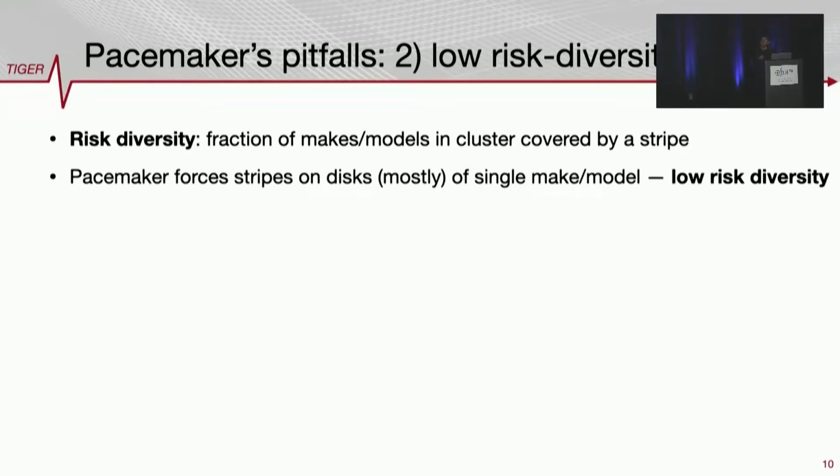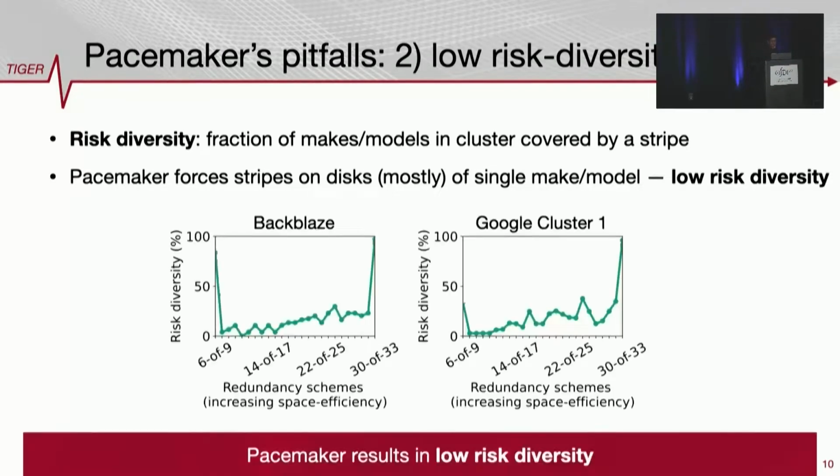Pacemaker forces disks to be in a certain R group, and R groups are highly correlated with makes and models. And so what ends up happening, as seen in these two clusters, is that for a variety of scheme configurations, you actually get very little risk diversity, because most chunks end up on disks of the same make model, or otherwise only a handful of make models that are there in the cluster. So here both Backblaze and the Google cluster on which we simulated showed really low risk diversity, where ideally you would like it to be as high as possible.